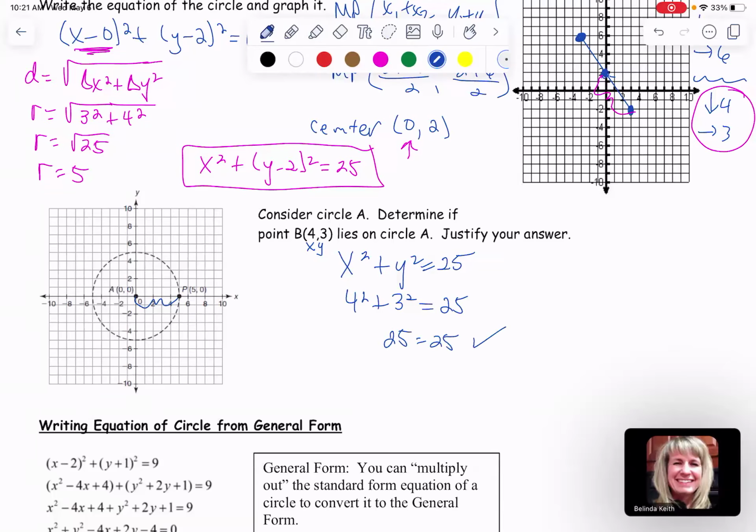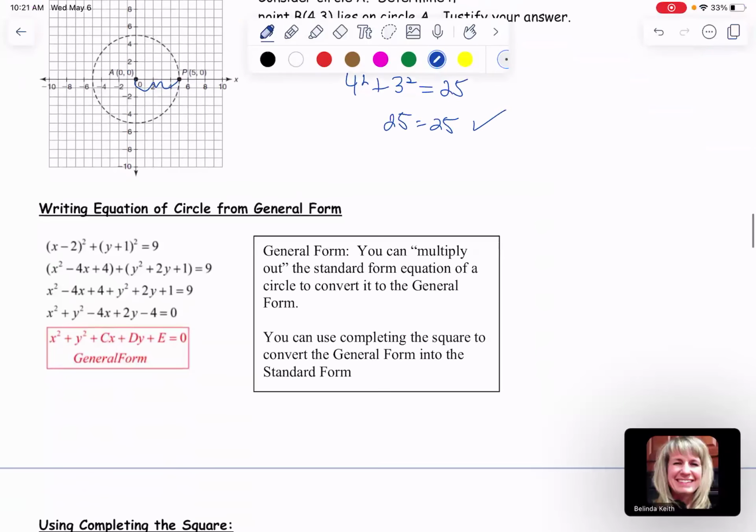So that means that that point is actually on the circle. All right, next, we need to know the difference between writing an equation of a circle in general form versus standard form. We've been doing it in standard form. And remember, that was in the form x minus h squared plus y minus k squared equals the radius squared. We need to know how to do it in general form, which looks like this.